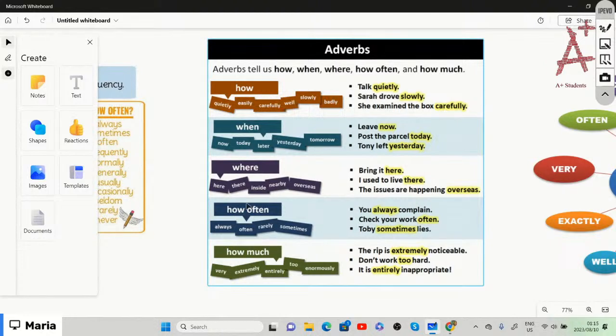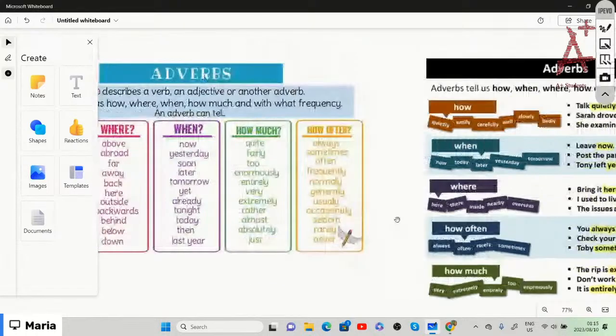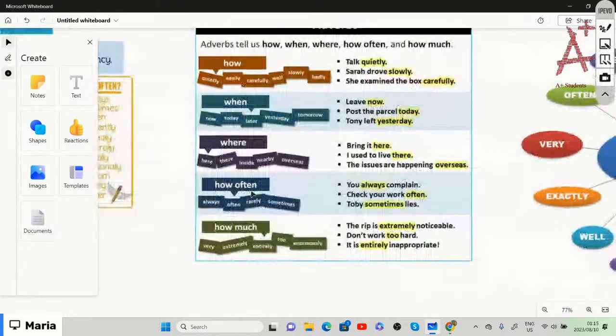And then we have how often, right? So, for example, you always complain. So, how often do you complain? Always. Always being our adverb. Check your work often. Often being how often. Toby sometimes lies. So how often does Toby lie? Sometimes, right? And then we also have how much, right?